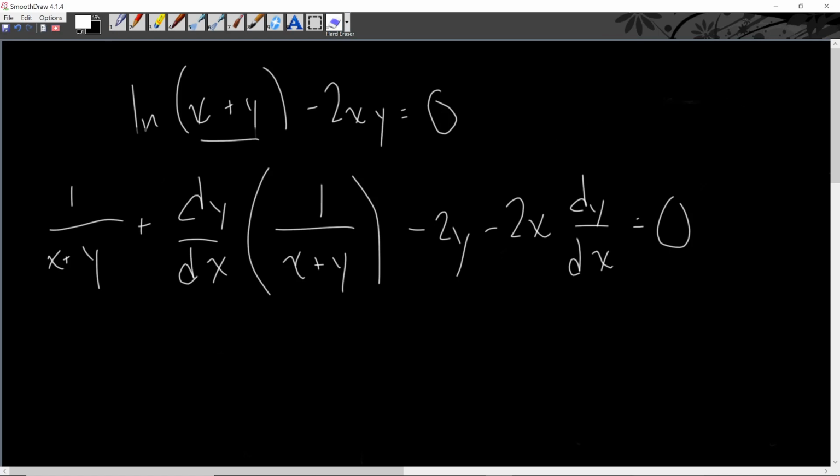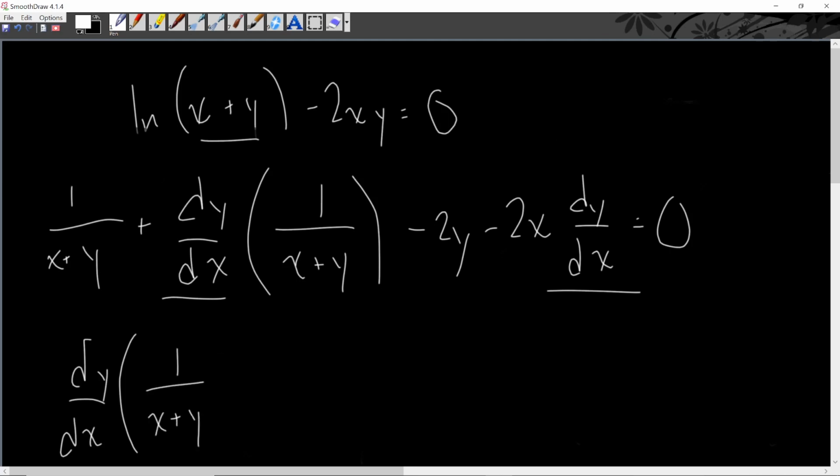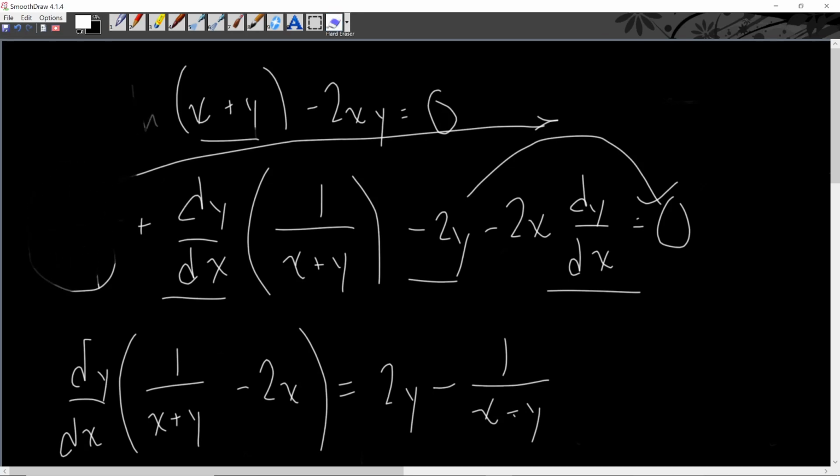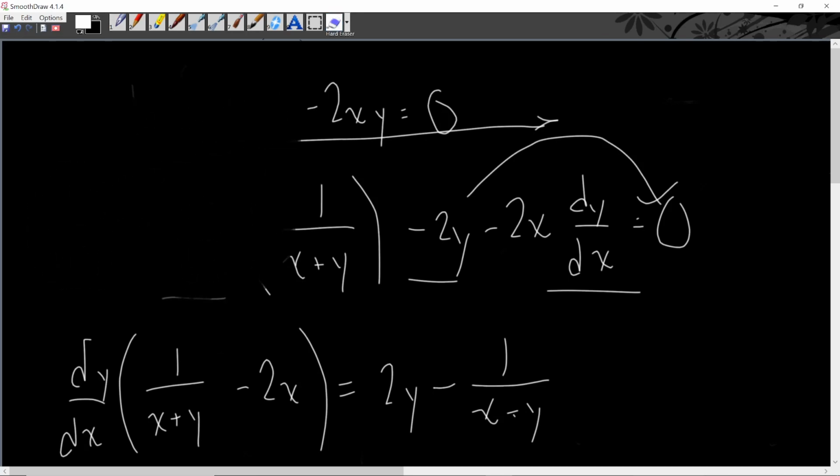So from here, we're going to do some fancy factoring. We have dy/dx in both of these terms. We're going to have dy/dx out here, times 1 over x plus y minus 2x, and then we're going to bring our -2y to that side, and our 1 over x plus y to the other side as well. We're going to have 2y minus 1 over x plus y on this right hand side, and then we're simply going to divide by 1 over x plus y minus 2x.